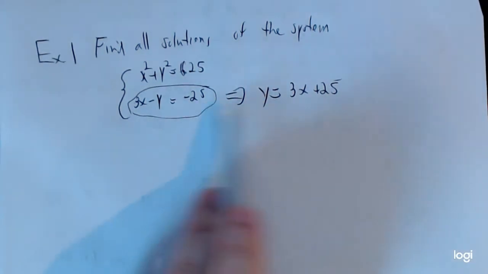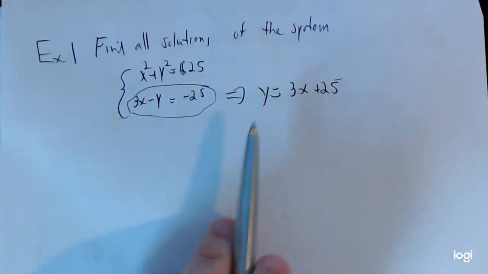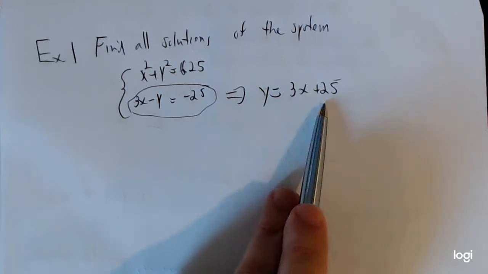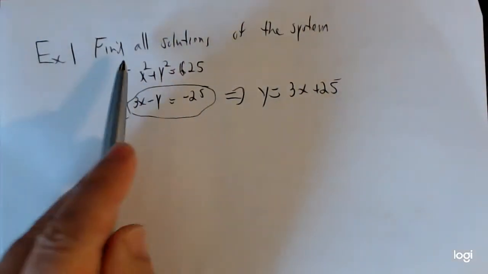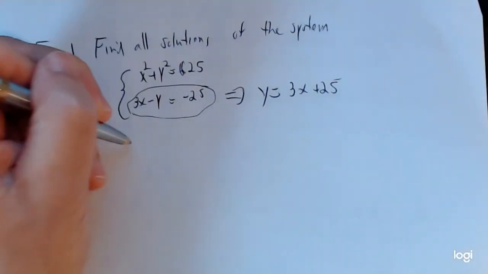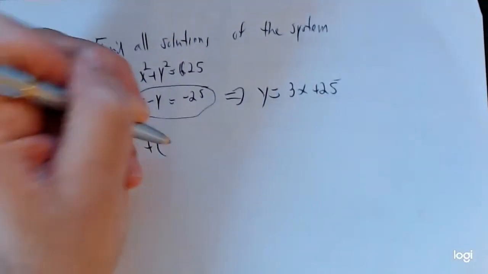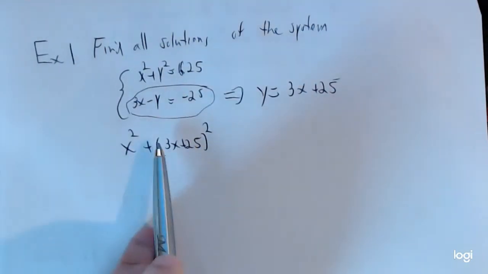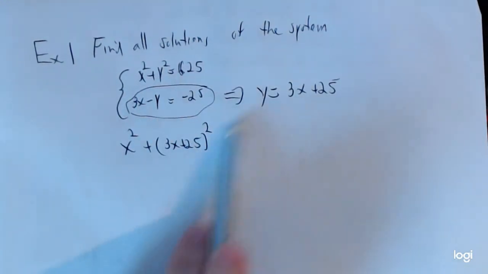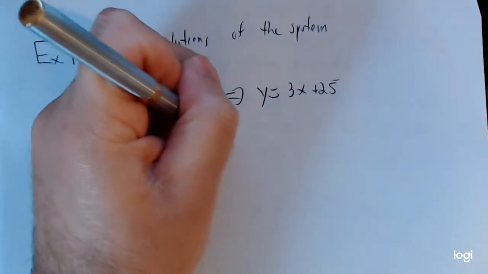So if you want to do the steps to verify that, feel free to do so. Once we have this, now I could come back up and replace y with 3x plus 25. Taking this upper equation, I have x squared plus 3x plus 25 quantity squared. So what did I do here? I just replaced the y with 3x plus 25, equals 625.